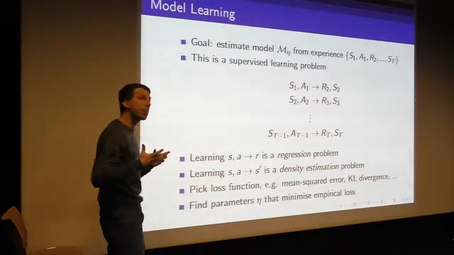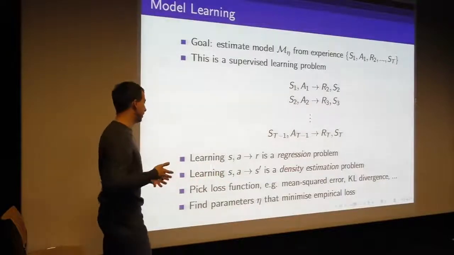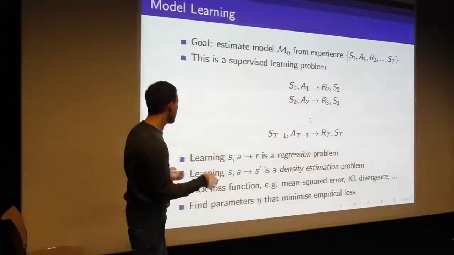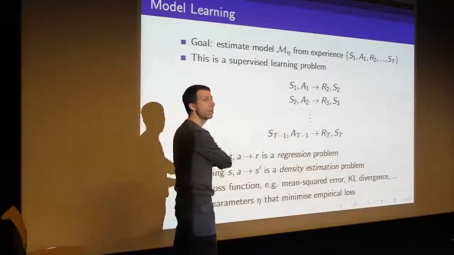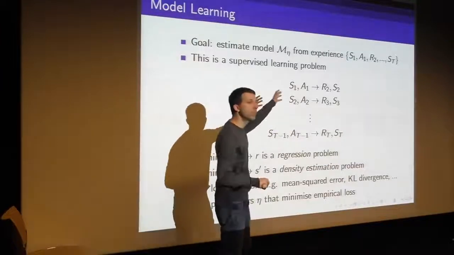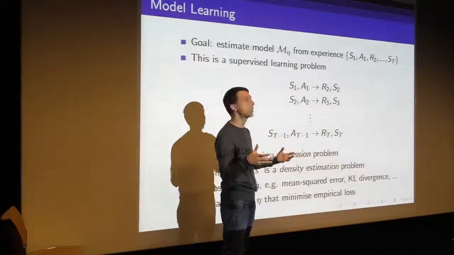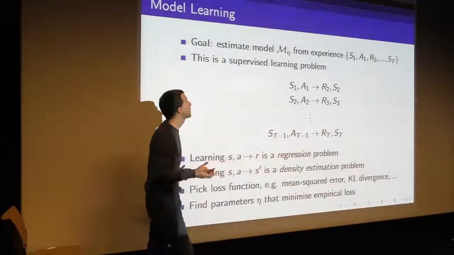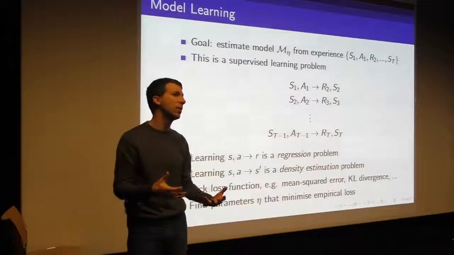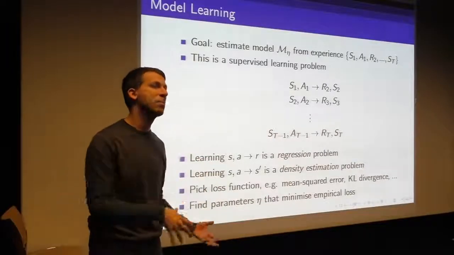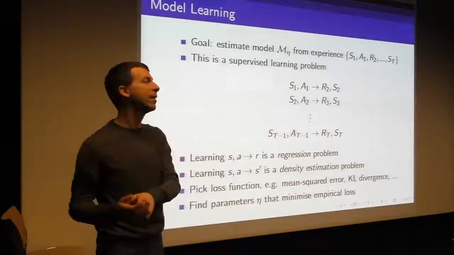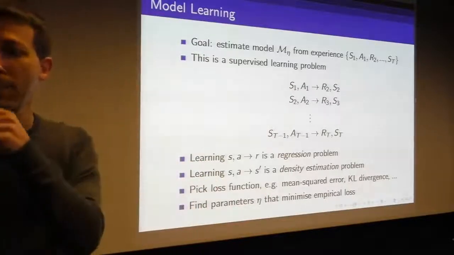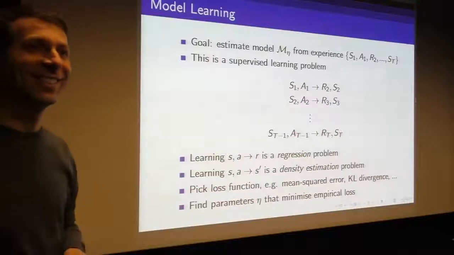And I'm not really going to go into the details of how to do this, except for one simple case. Really the idea is just to find the parameters that minimize our empirical loss. So we see all of these examples, and we want our loss to be as small as possible across these examples that we've seen so far. So that's how to do model learning in a nutshell. Everything that you've ever seen in supervised learning can be applied here. And really that's all I'm going to say about it, except for this question.